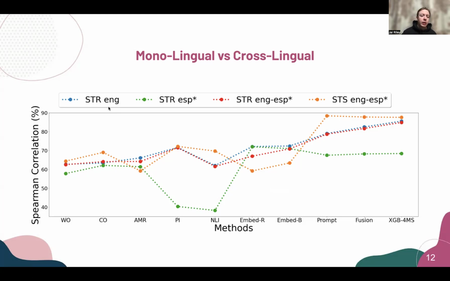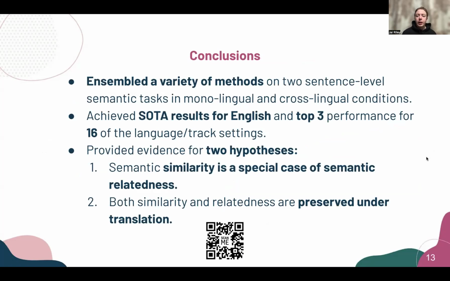And then we actually have our English STR data set, the Spanish STR data set, and then we have our STR English to Spanish. So for this STR English to Spanish data set, we actually translated one of the sentences from the English dev set into Spanish. So we'll have one sentence in English and our second sentence in Spanish. And then we evaluated our methods on this. And we can see that for almost all of our methods, we have this extremely high correlation between the performance of all of them, with some such as PI outside of its performance on Spanish, being very close on all of our data sets. And we believe that this shows that our hypothesis is correct, that both similarity and relatedness are preserved under translation.